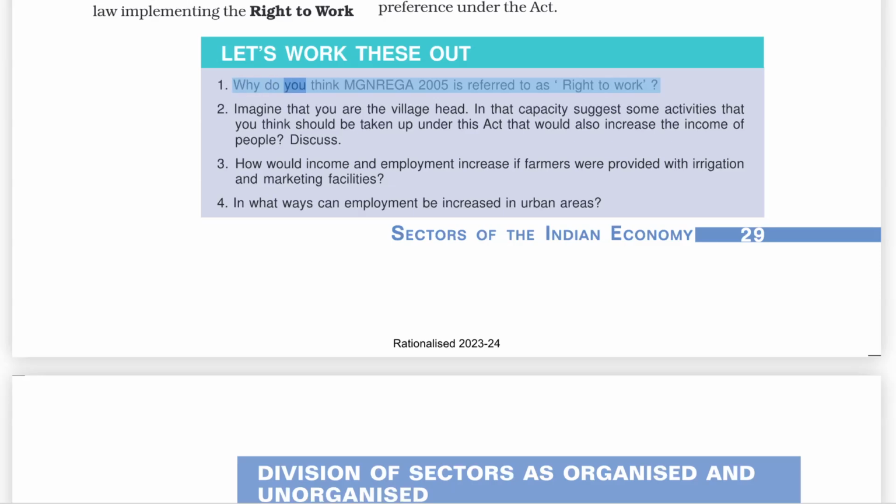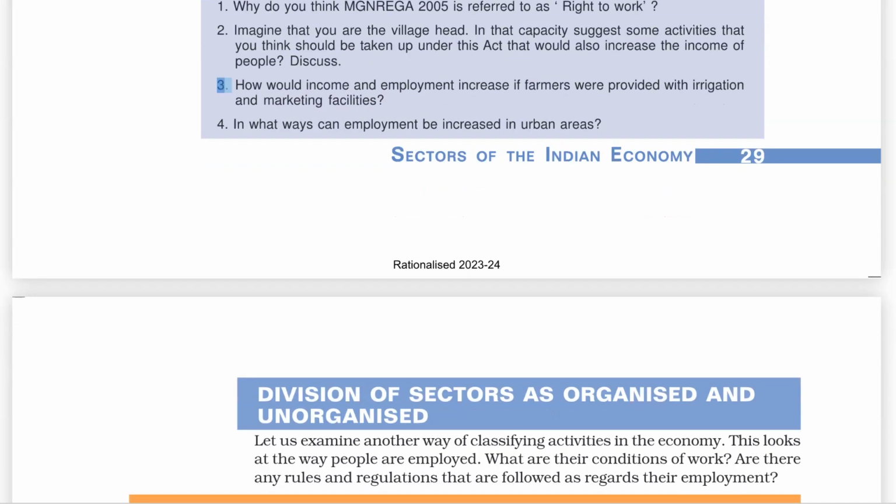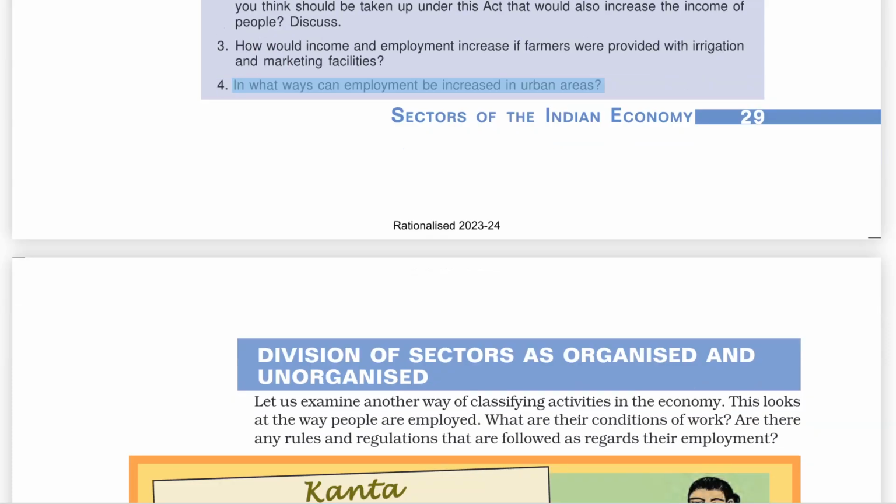1. Why do you think MGNREGA 2005 is referred to as right to work? 2. Imagine that you are the village head. In that capacity, suggest some activities that you think should be taken up under this act that would also increase the income of people? Discuss. 3. How would income and employment increase if farmers were provided with irrigation and marketing facilities? 4. In what ways can employment be increased in urban areas?